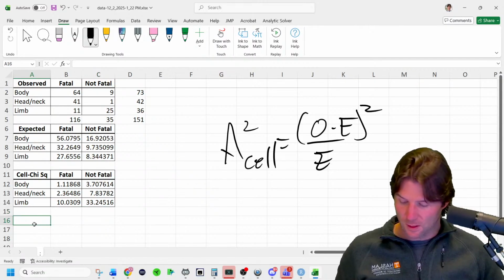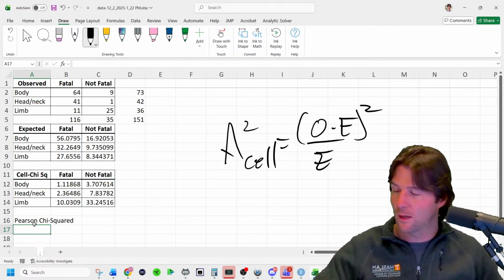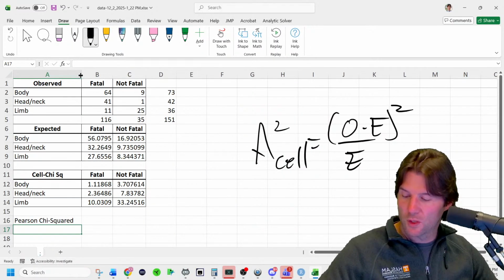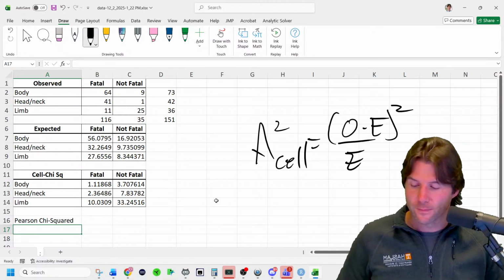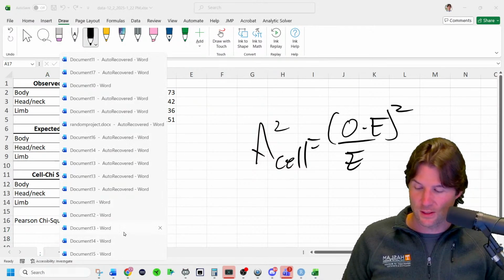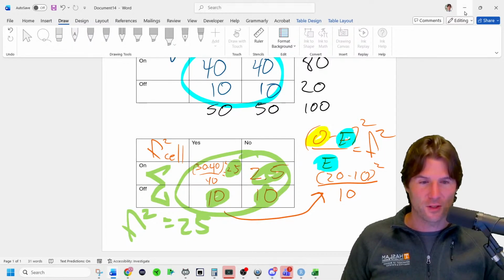Now, what is our Pearson chi-squared? How do we get the Pearson chi-squared? Good thing you need to know. Another teaching to the test moment. What do you do to get the Pearson chi-squared test statistic? You do what? Which we have it listed right here. Add all the cell chi-squareds.